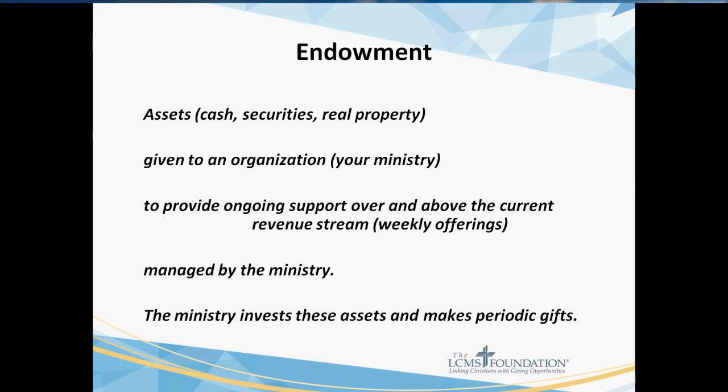So what we're talking about here is a source of revenue, a financial resource beyond the offering plate and beyond capital campaigns, that is managed by the ministry in a separate fund, that management generally consisting of 2 primary responsibilities, investment and distribution, but more about that later.